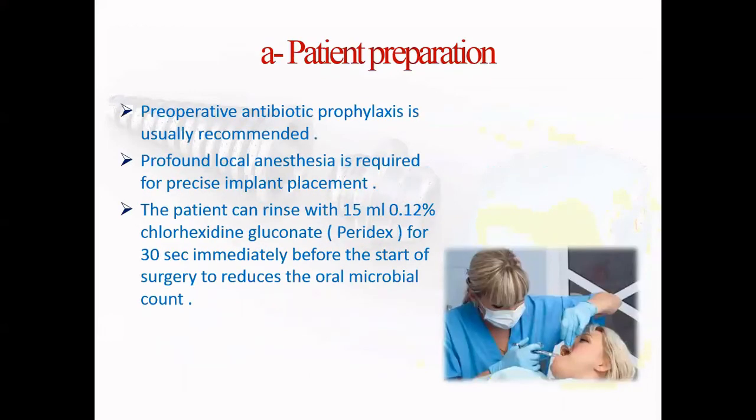Patient preparation. How do we prepare a patient for an implant surgery? We have to preoperatively give antibiotic prophylaxis so that any chance of infection is reduced. And we have to give a profound local anesthesia in the region for placing an implant. And the patient can rinse with 15 ml of 0.12% chlorhexidine gluconate for 30 seconds immediately before the start of the surgery to reduce the oral microbial contamination.